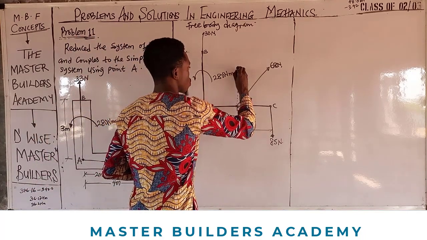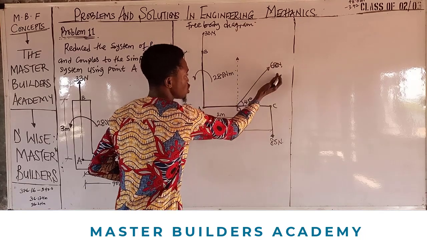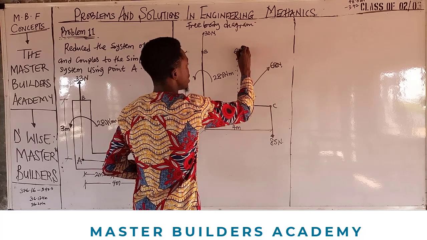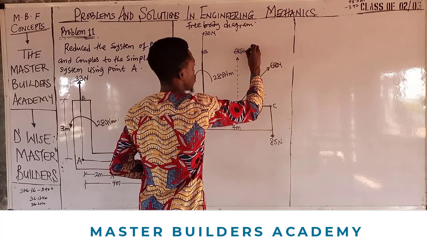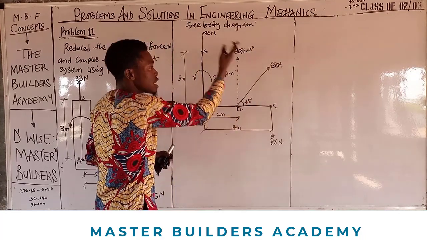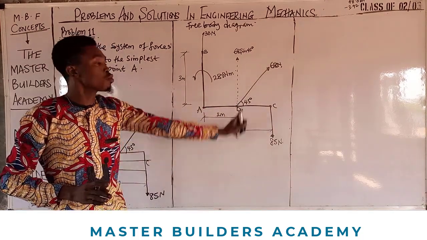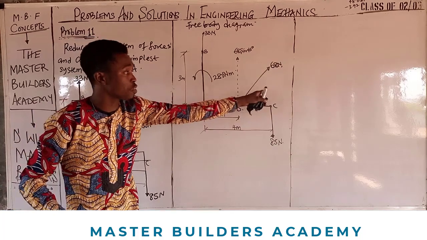So when we resolve this force to the Y direction, this is what we have. It becomes 68 sine 45 degrees. This is the force in its vertical direction. This is how it will look, so this will be the value if this force is resolved to Y.